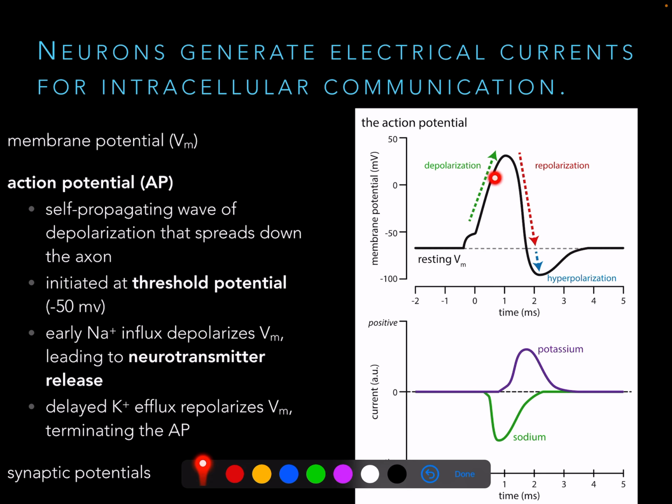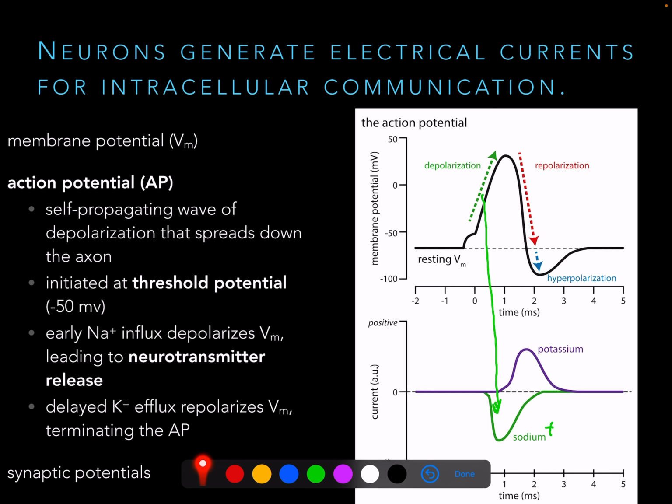We depolarize, going from negative to a positive membrane potential, because sodium enters the cell. Sodium has a positive charge. So we fill the cell up with positive charge. That triggers the release of neurotransmitters. More on that in neurobiology.